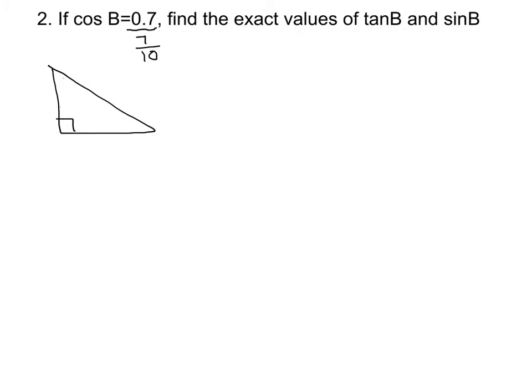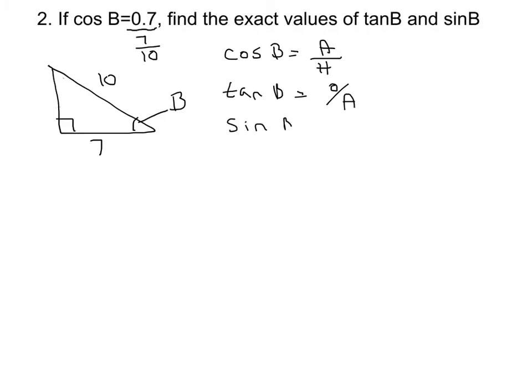Alright, so let's call this angle here angle B. Now I'm told that it's cos B equals 7/10. Alright, now cos B is equal to adjacent on hypotenuse. So adjacent side is 7, the hypotenuse is 10. Now because I'm asked to find tan B is equal to opposite over adjacent, and sine B is equal to opposite over hypotenuse, so I'm missing the opposite side. So what do I do next?